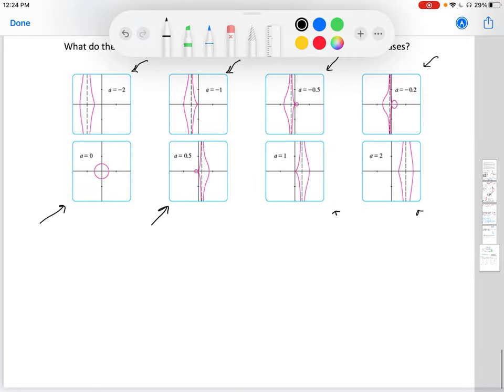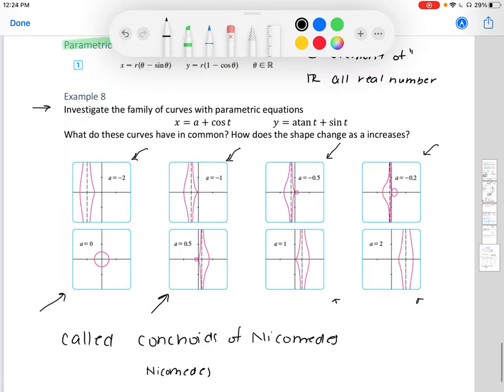These curves are called conchoids of Nicomedes. They're named after the Greek scholar Nicomedes. And he named them that because the shape of their outer branches resembles that of a conch shell or a mussel shell. So that's why he named these that.